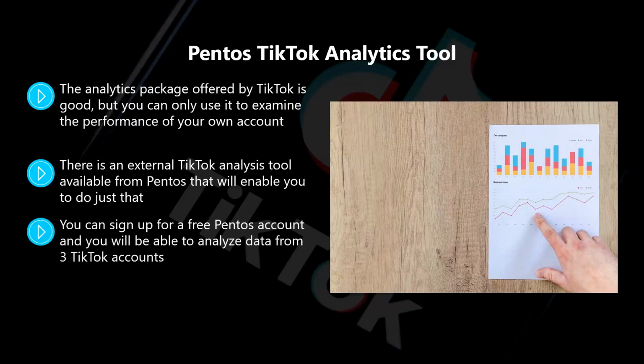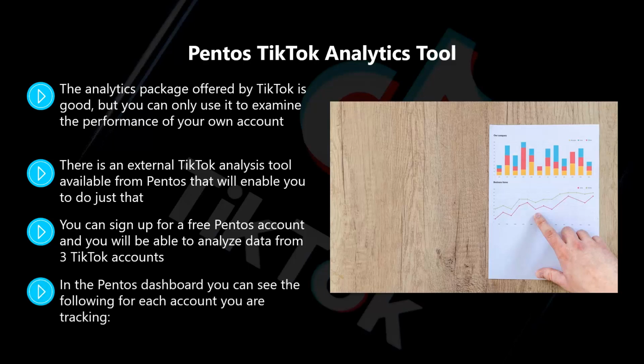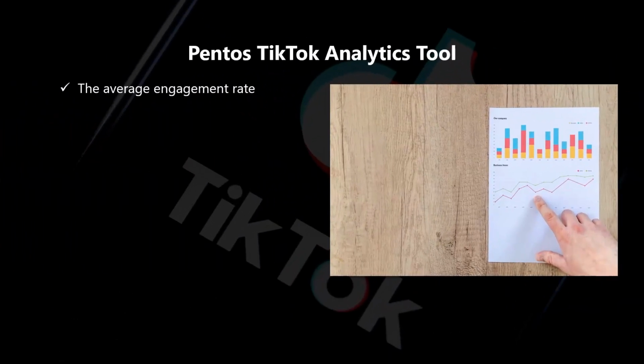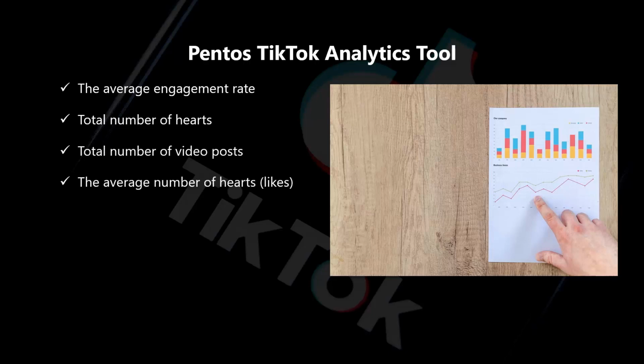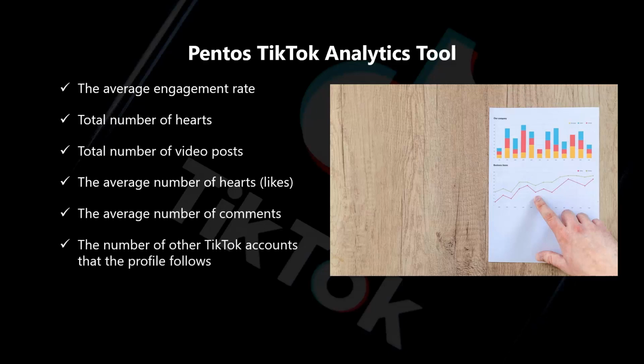You can sign up for a free Pentos account and you will be able to analyze data from 3 TikTok accounts. If you want to look at more and obtain more detailed metrics, then they have 2 premium options at $19 and $99 a month. In the Pentos dashboard, you can see the following for each account you are tracking: the average engagement rate, total number of hearts, total number of video posts, the average number of hearts or likes, the average number of comments, the number of other TikTok accounts that the profile follows.